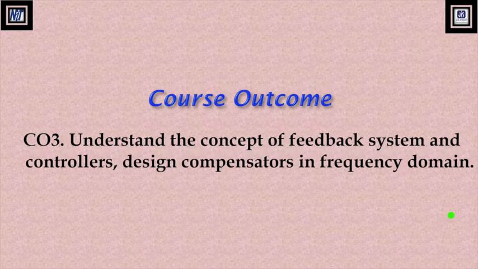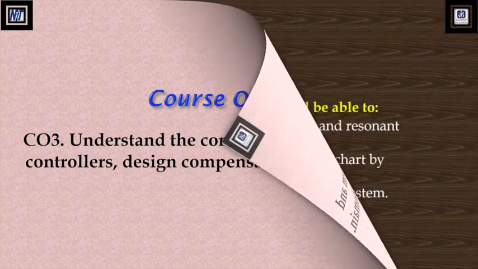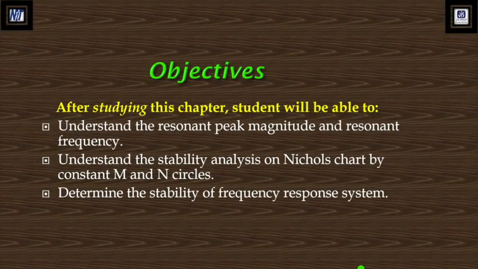Course outcome CO3: Understand the concept of feedback system and controllers. Design compensators in the frequency domain. Objectives: After studying this chapter, the student will be able to understand the resonant peak magnitude and resonant frequency, understand the stability analysis on the Nichols chart by constant M and N circles, and determine the stability of a frequency response system.